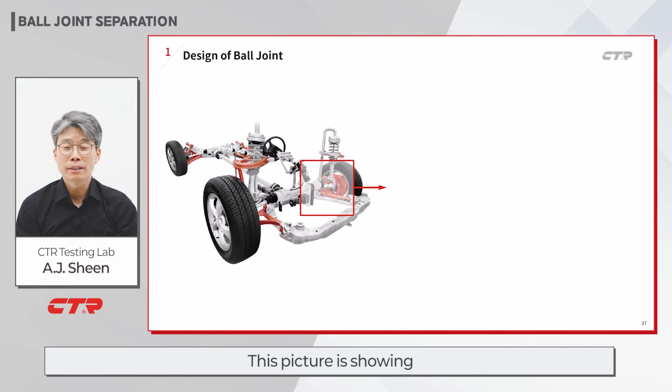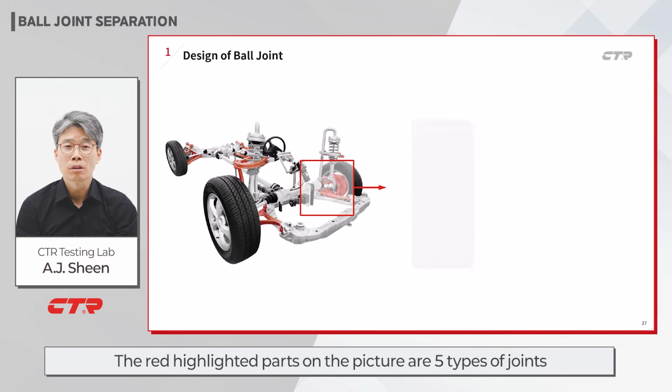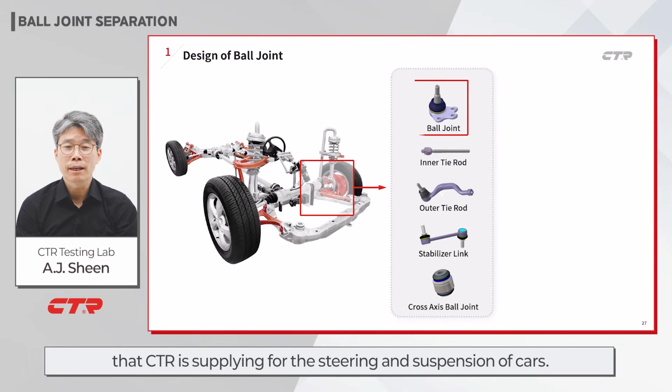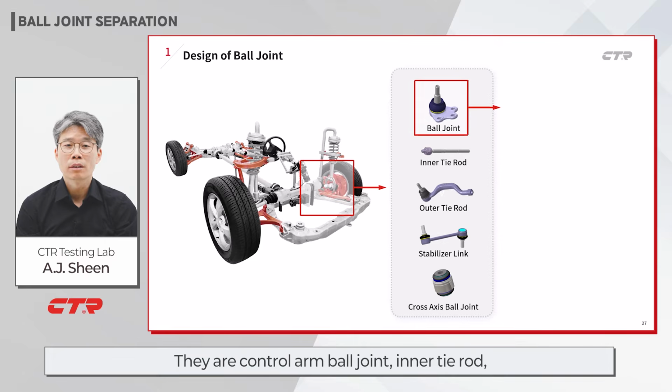This picture is showing the steering and suspension system of a vehicle. The red highlighted parts on the picture are 5 types of joint that CTR is supplying for steering and suspension of cars. They are control arm boson, inner tie rod, outer tie rod, stabilizer link, and cross-axis boson. The products listed here all have different shapes and different names. However, all of them have a ball and bearing in common.